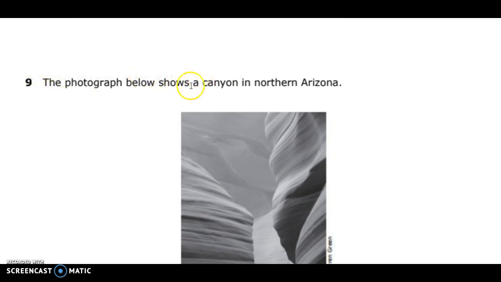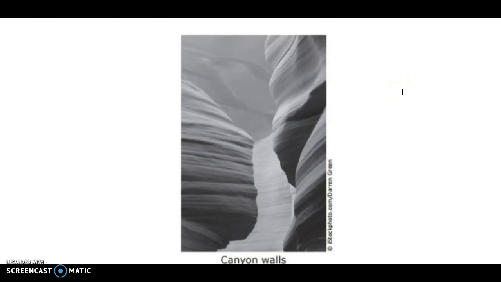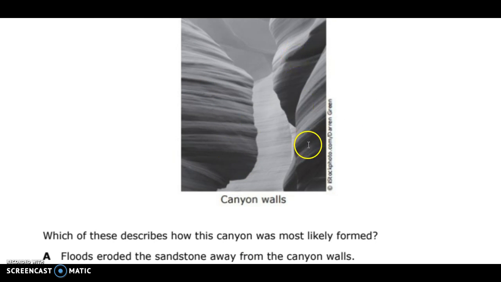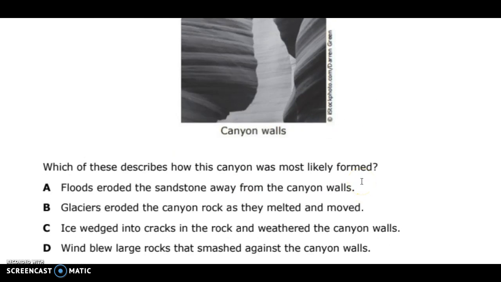Nine. The photograph below shows a canyon in North Arizona. Canyon walls. Which of these describes how this canyon was most likely formed? A. Floods eroded the sandstone away from the canyon walls. B. Glaciers eroded the canyon rock as they melted and moved. C. Ice wedged into cracks in the rock and weathered the canyon walls. D. Wind blew large rocks that smashed against the canyon walls.